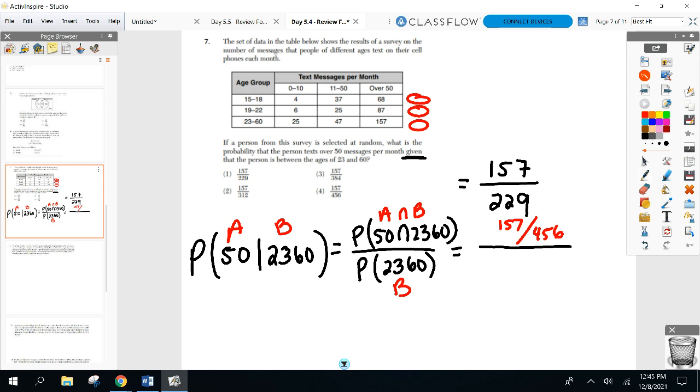And then I'll just, at the bottom here, Sarah, should be 229 out of 456 for the probability that they're between 23 and 60. And then you skip and flip, or just put it in your calculator. And yeah, the 456s are going to cancel out. And what's left? 157 over 229. We all right? Sarah, you good? Yeah. Okay, because I'm going to keep trucking here.